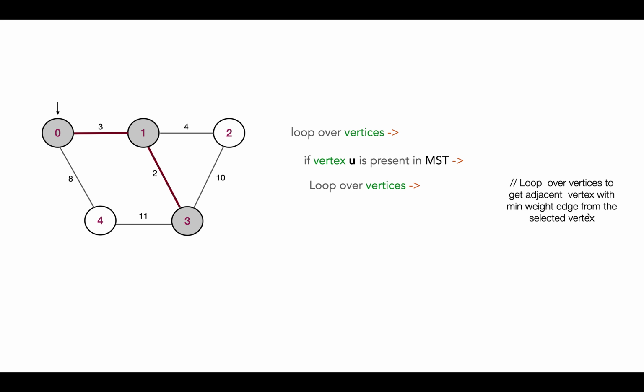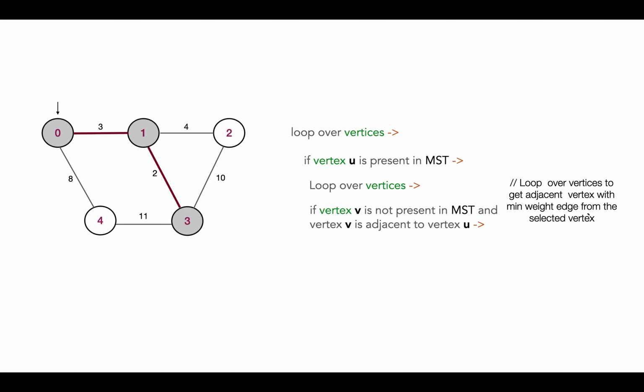And that we check by verifying that the vertex must not be already present in MST, because then it won't be an outward edge, right? And we also check that it must be connected to that already selected vertex. So if it satisfies these two conditions, then the next thing is to choose it if the edge is a min-weight edge.